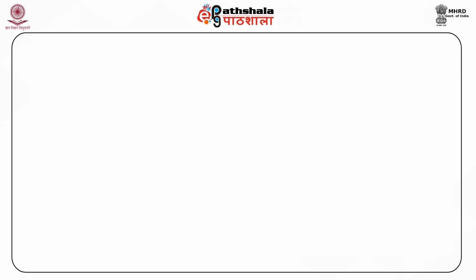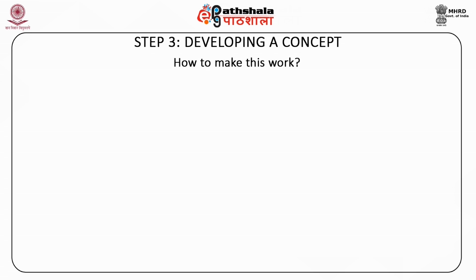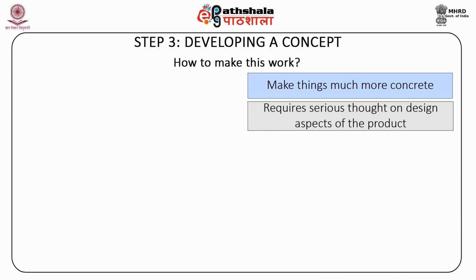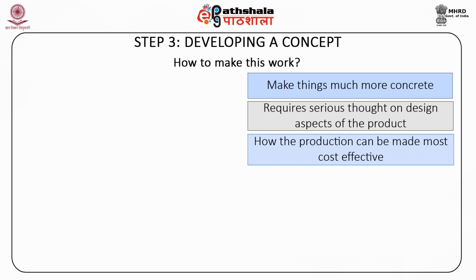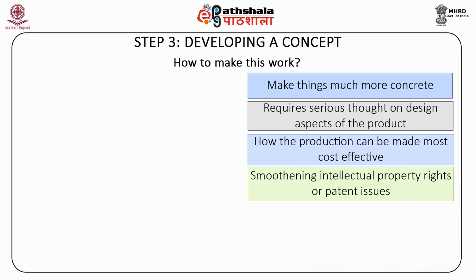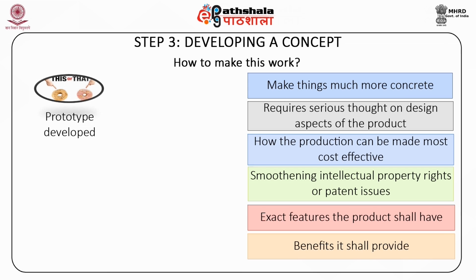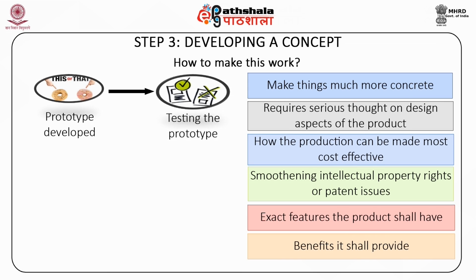The next step involves developing a concept. At this stage, the question shifts from will this work to how to make this work. Concept development makes things more concrete. It requires serious thought on design aspects of product, how the production can be made most cost effective, smoothing out any intellectual property rights or patent issues, exact features the product shall have, the benefits it shall provide, and so on. Very often, a prototype is developed at this stage and it is tested for its feasibility.